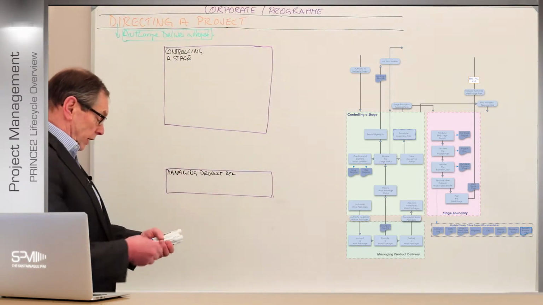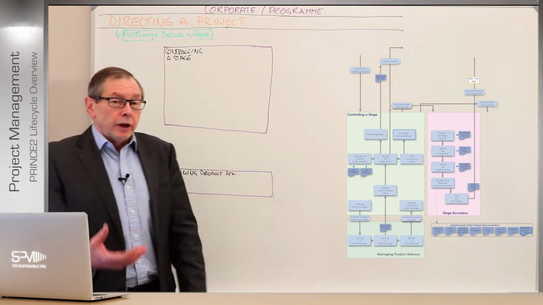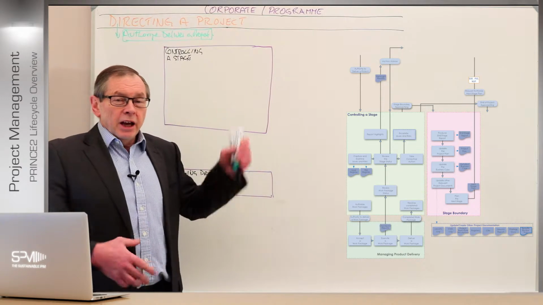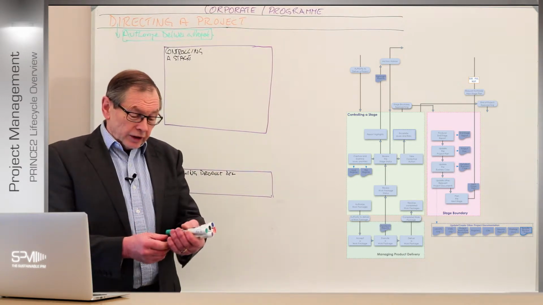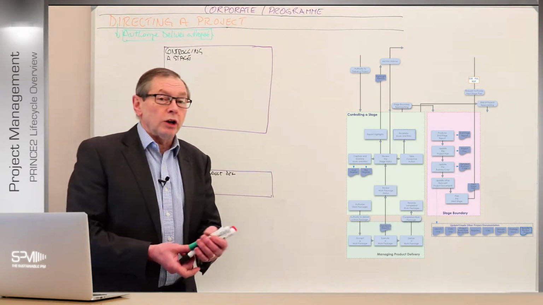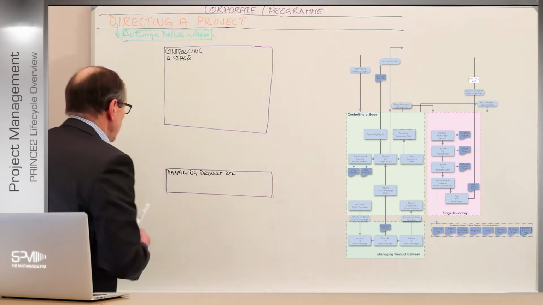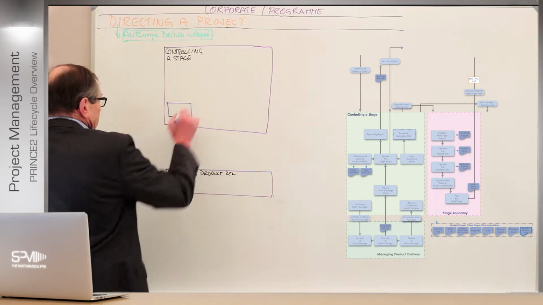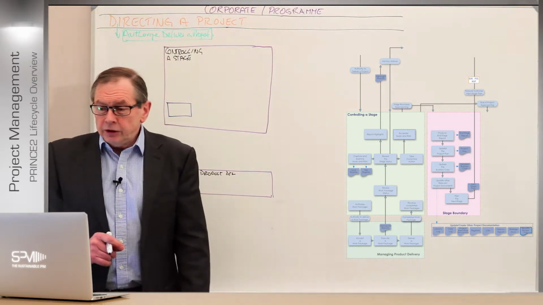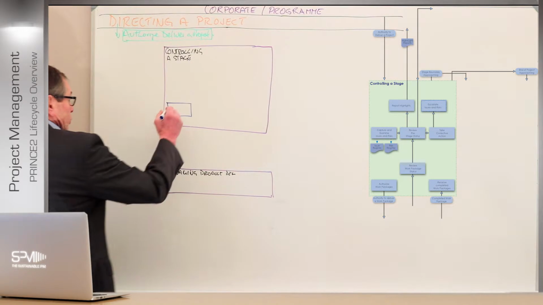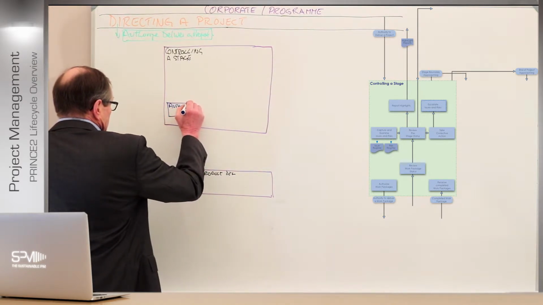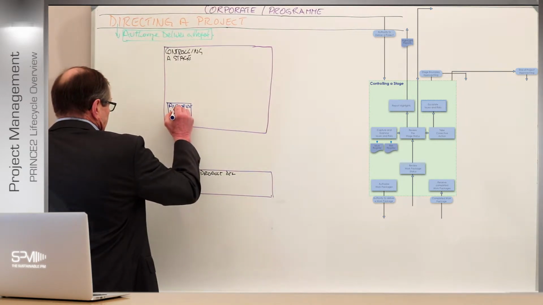So controlling a stage. Right, now when you go through this in the book, the first thing that happens is that what we're doing here is getting work done. So the first thing that's happening here is to assign work to be done. So we have the first box here doing just that. And this is where the project manager now authorizes a work package.